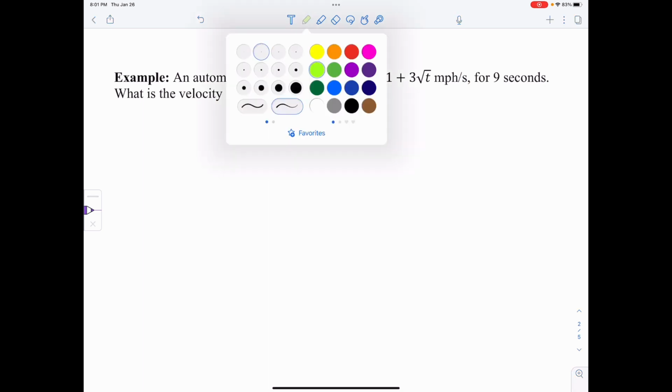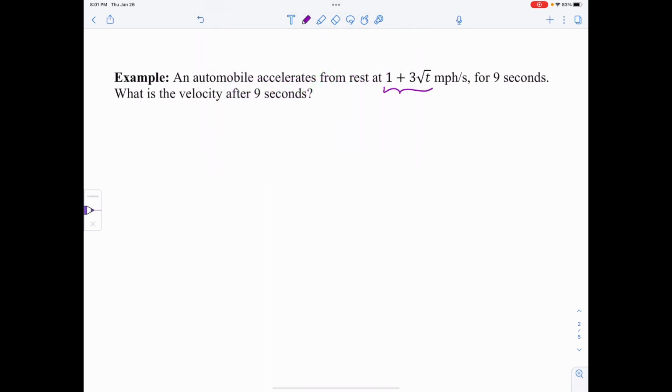Okay, so this is our acceleration function. This is a of t. And we want to know what is the velocity after 9 seconds. Now, it's important to recognize that it says that the automobile accelerates from rest. So it goes from velocity being 0, and then accelerates based on that acceleration function.